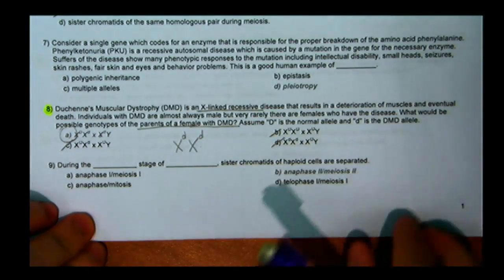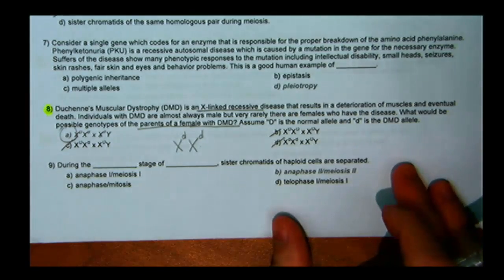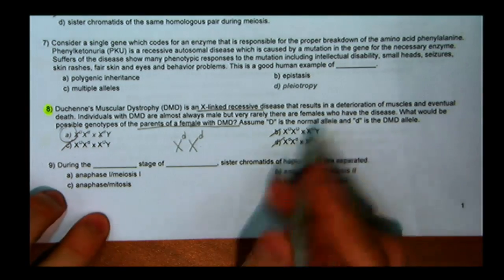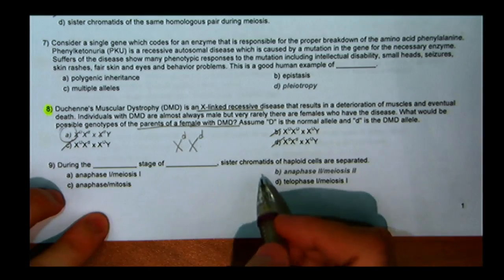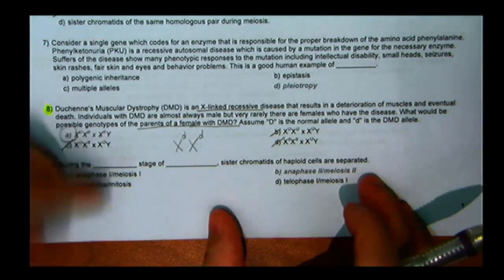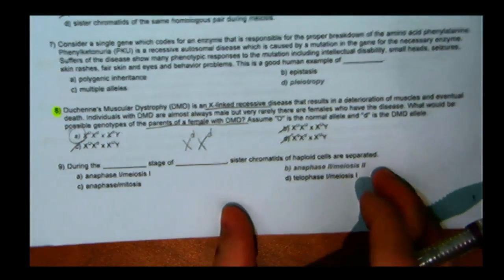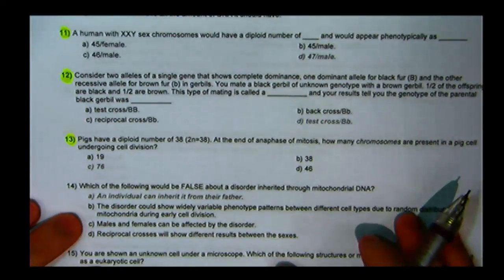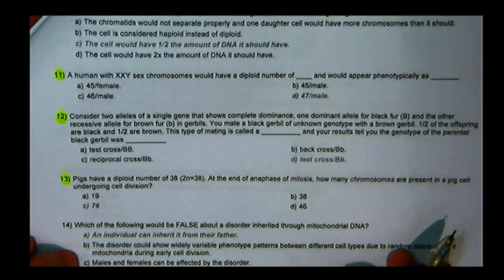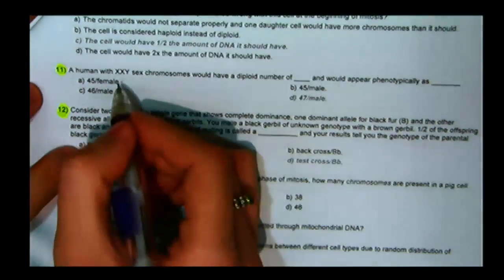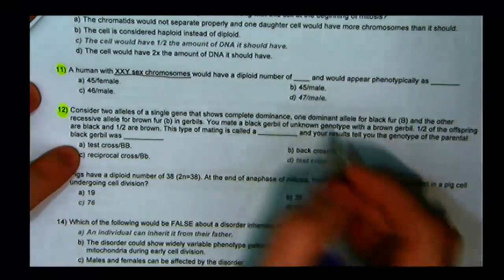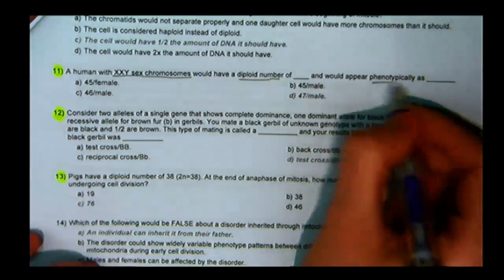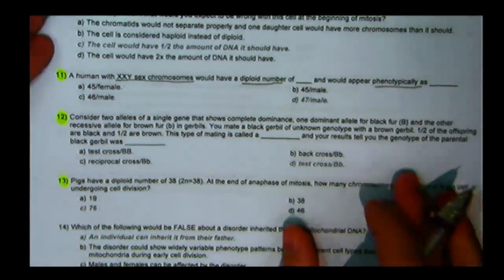So this is number 11 on version 1A of exam 1. Okay, so a human with XXY sex chromosomes would have a diploid number of what and would be phenotypically what? In this case, it doesn't say anything that the Y chromosome is altered in any way, so you assume that they're male. So you can eliminate A. The diploid number of humans is 46. This person is going to have that extra X chromosome, so 46 plus 1 will be 47 with that Y chromosome making them male.